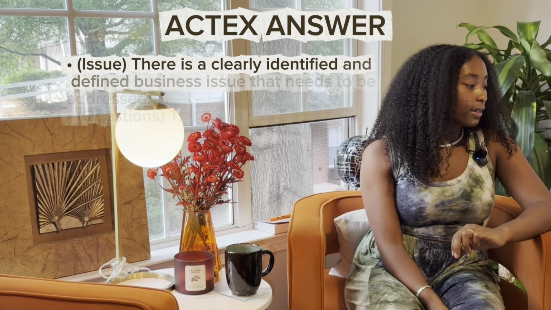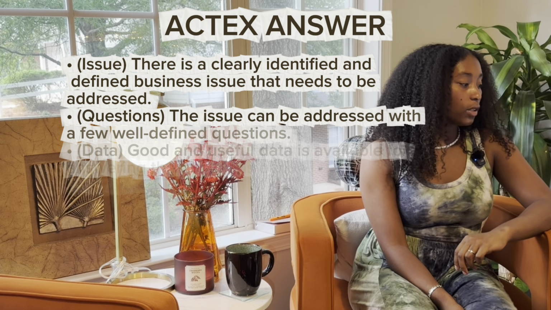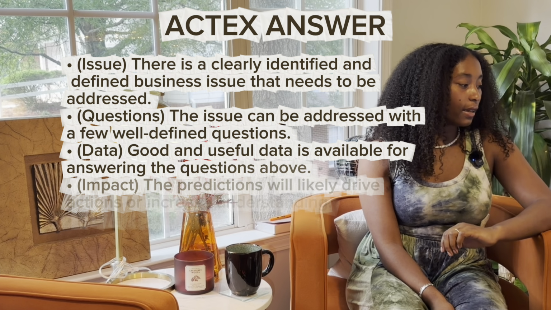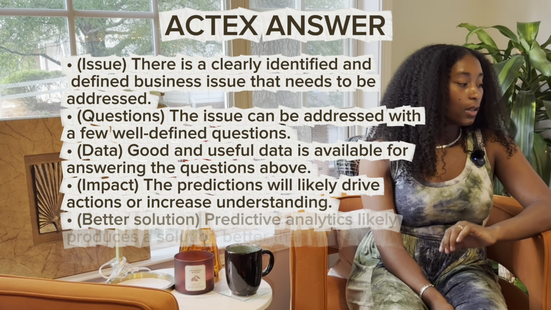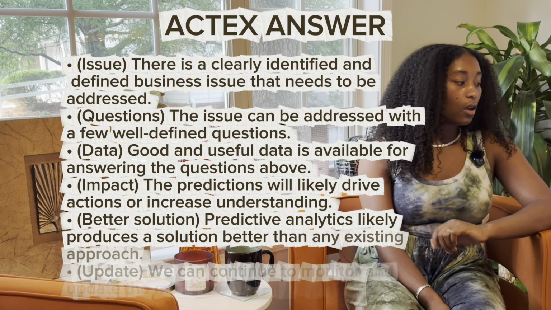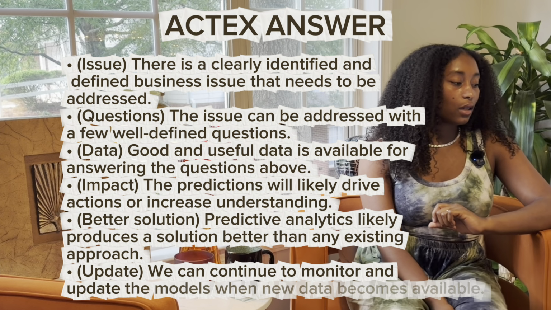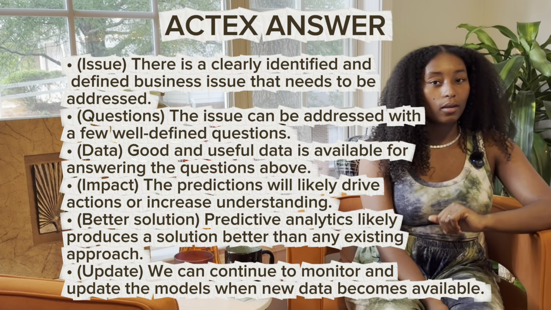Now let's read what the ACTEX manual wants to say. Issue is number 1. There's a clearly identified and defined business issue that needs to be addressed. Number 2, questions. The issue can be addressed with a few well-defined questions. Number 3, data. Good and useful data is available for answering the questions above. Impact. The predictions will likely drive actions or increase understanding. Better solution. Predictive analytics likely produces a solution better than any existing approach. And update. We can continue to monitor and update the models when new data becomes available.